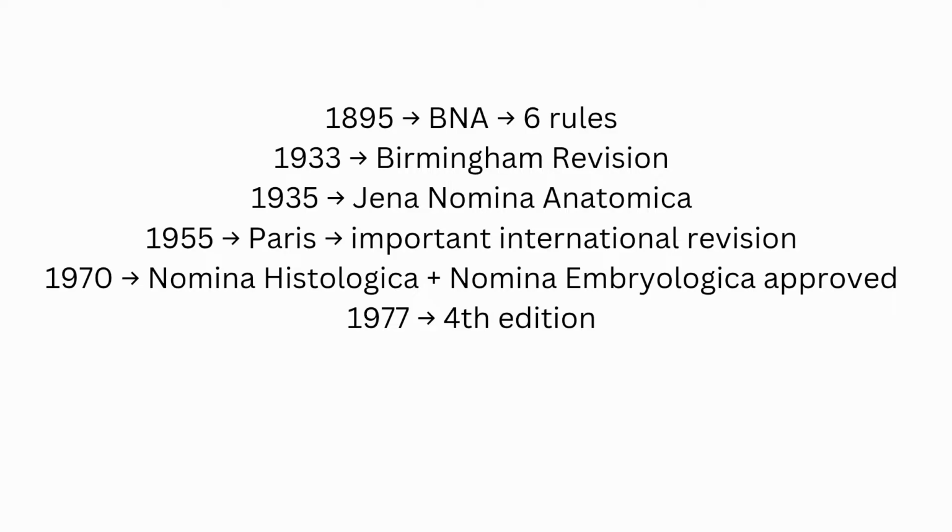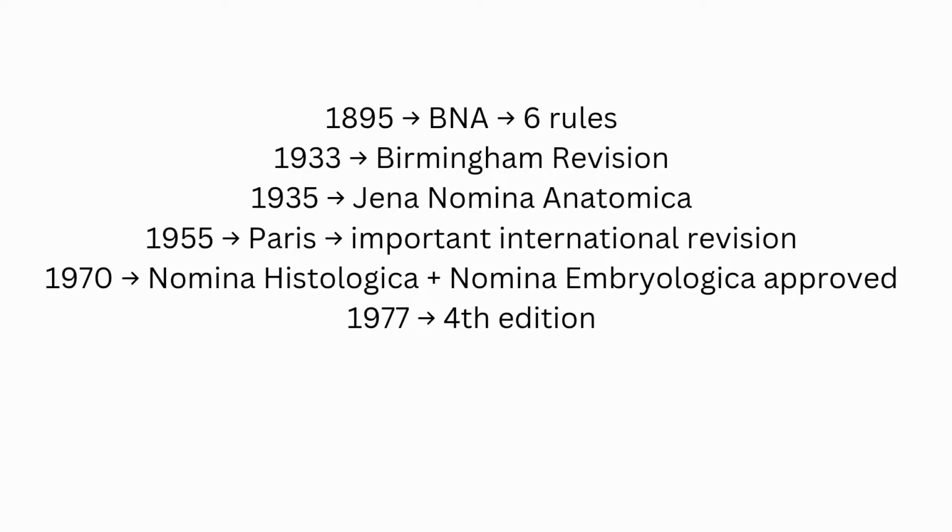Then, in 1895, BNA, Basle Nomina Anatomica, introduced six important principles. Then, in 1933, Birmingham Revision, and in 1935, Jena Nomina Anatomica, but these had limited international acceptance. Then, in 1950, Oxford, an international nomenclature effort was made. In 1955, in Paris, an important revision. In 1960, New York, minor revisions. In 1965, further corrections were made.